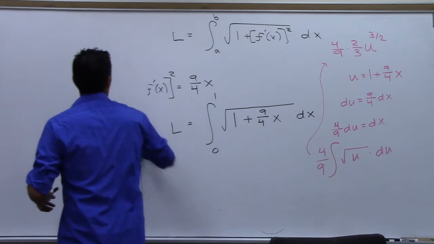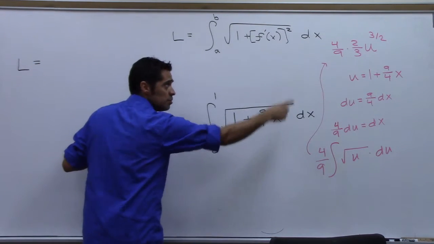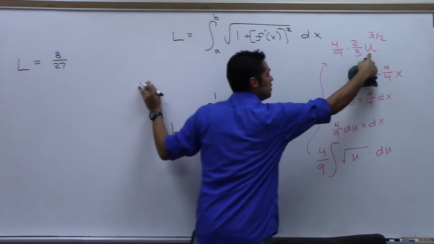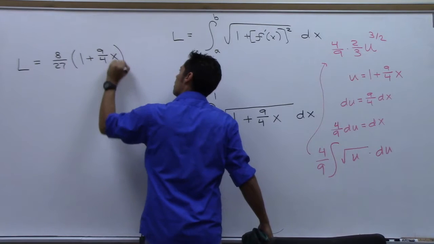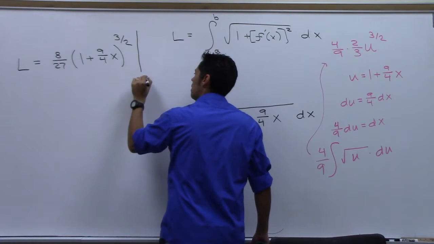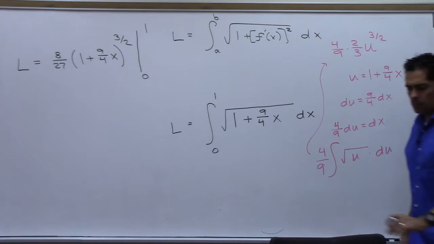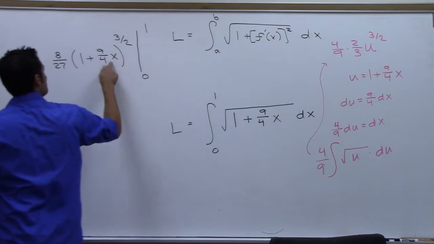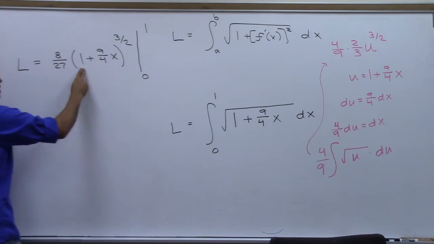The length of the arc becomes the antiderivative of this, which we just said is 8/27 u to the 3/2, but u was 1 plus 9/4 x to the 3/2. Right, that's our antiderivative, evaluated from 0 to 1. So let's plug in. This is going to be fun. 1 goes in here. That's just 9/4 plus 1, 13/4.